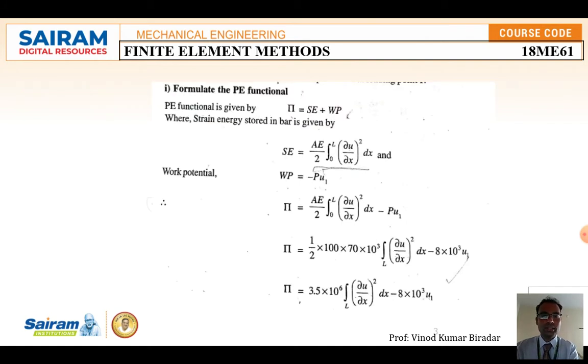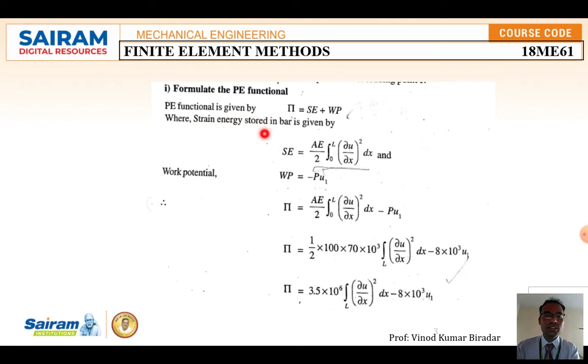Look here, step number 1 is to formulate the potential energy function. The potential energy function is given by pi, which is equal to strain energy plus work potential. So what is the formula for strain energy for a bar subjected to a point load? This is the formula. These two formulas I listed in the first class, in the list of formulas.